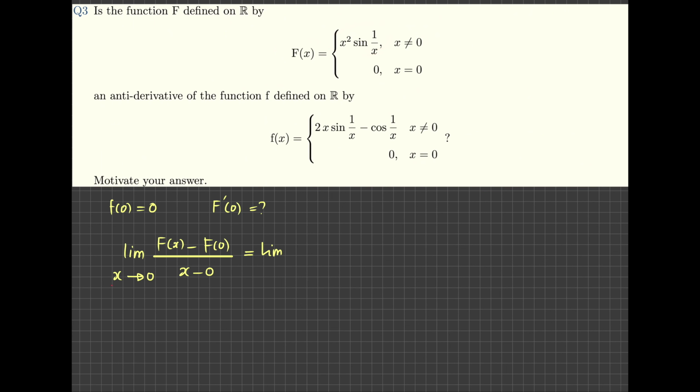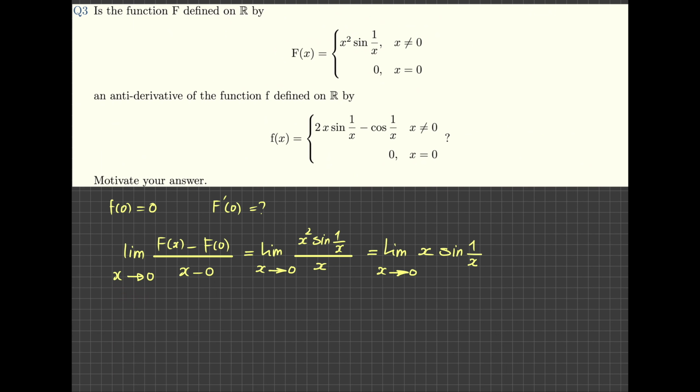Why? Because when you say x approaches 0, because of the notion of the limit, you know that x is not equal to 0. So this means that I write x squared sine 1 over x, but F of 0 is simply 0, so I don't write it, and in the denominator I have just x, and x goes to 0. And now one x in the numerator and one x in the denominator cancel, so I get this limit when x goes to 0.